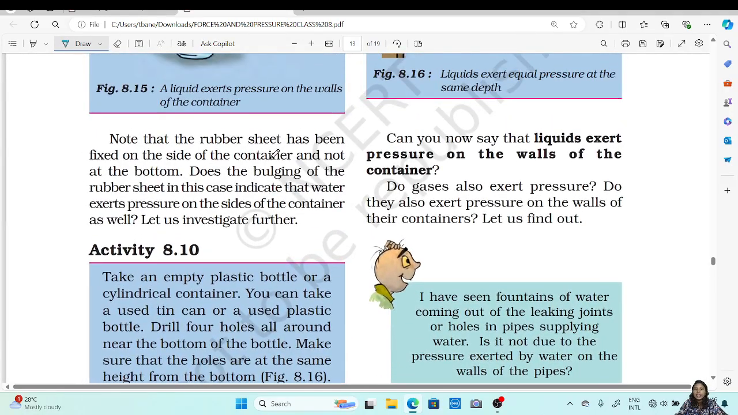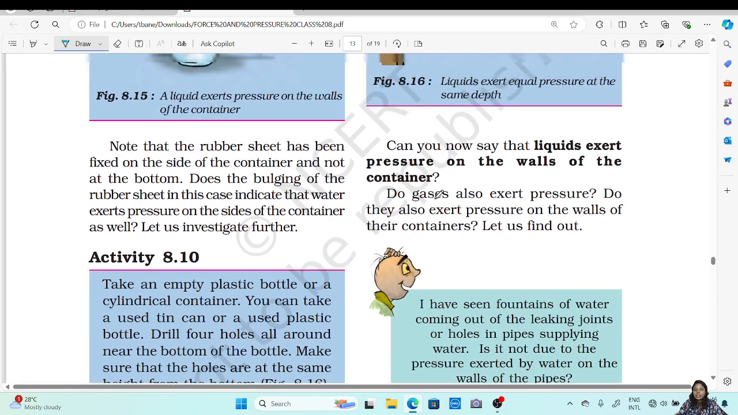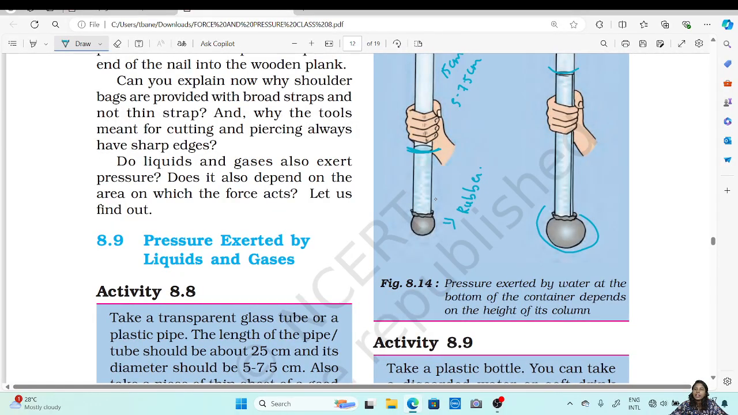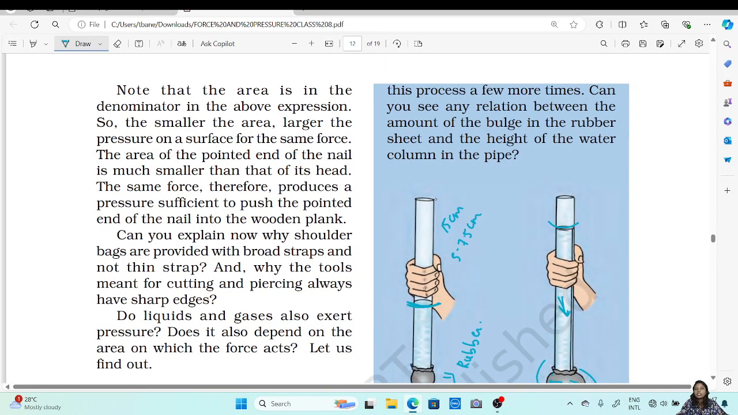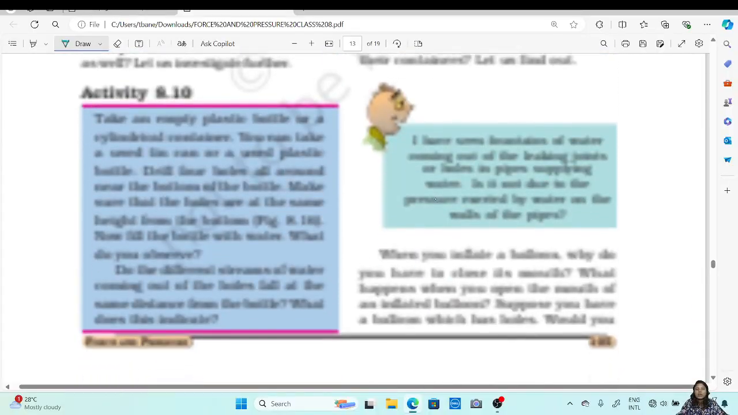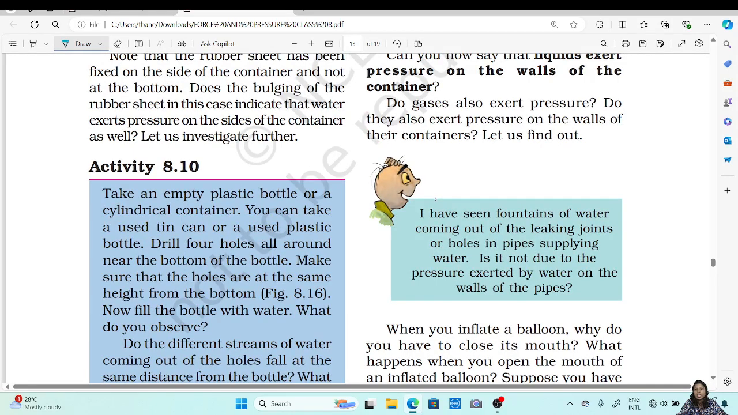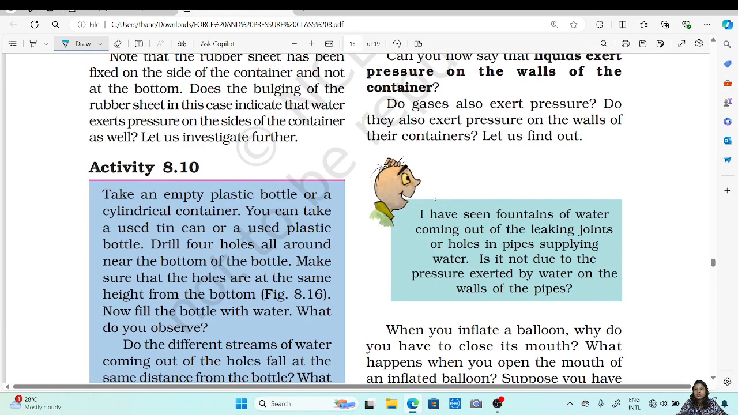Yes. So now, can you say that liquids exert pressure on the walls of the container? Do gases also exert pressure? What was happening here was that there was some kind of pressure being built up. That pressure was making this rubber stretch and bulge out even more, because a lot of pressure was being generated by the liquid. So now does this even happen in gases? Do gases also exert pressure on the walls of their container?